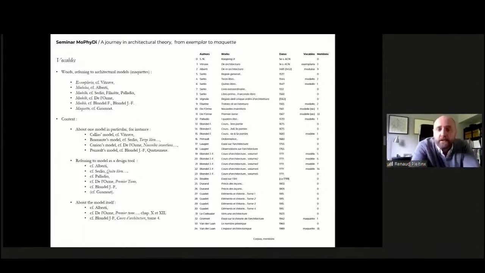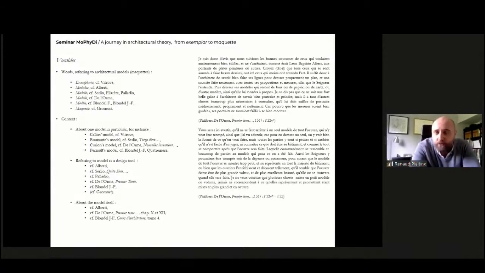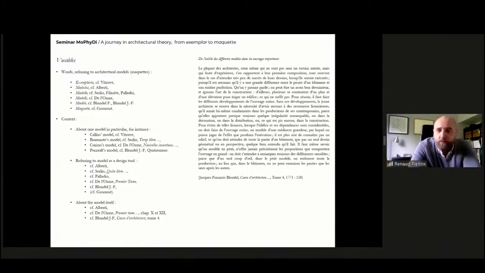The third kind of context is when the author takes the time to explain what a model is, what a good model is, how to make a model, and how to use it. There are only 3 cases of that last kind in our corpus. In his De Re Aedificatoria, Alberti recommends the use of the model and asks to make it plain and simple, nudos et simplices. In his Premier tome de l'Architecture, Philibert Delorme recommends to make several models of the same building. In his Cours d'Architecture, Jacques-François Blondel advises to make models, especially in the case of great buildings.